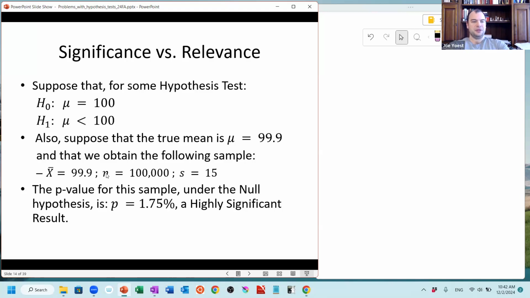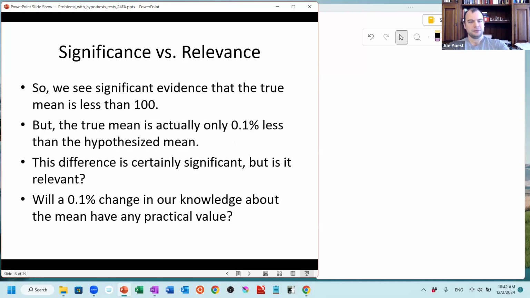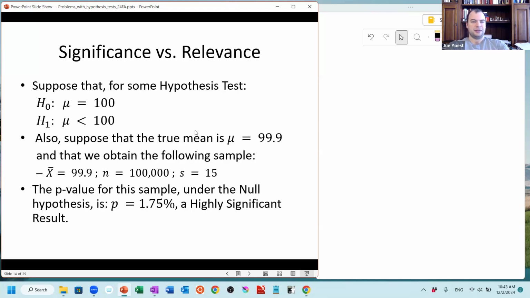And then we get the following sample: size 100,000, sample standard deviation of 15, X bar of 99.9. So X bar happened to be right on the mean here. The p-value under the null is 1.75%, highly significant. So we see statistically significant evidence that the true mean is less than 100. But the true mean is actually only 0.1% less than the hypothesized mean. The difference is certainly statistically significant. We picked up the fact that mu is less than 100. It is true that the alternative is correct.